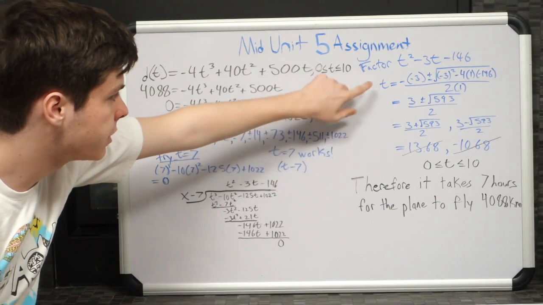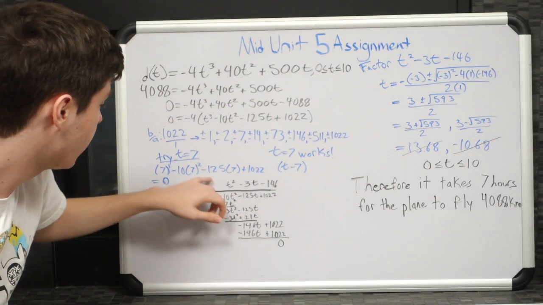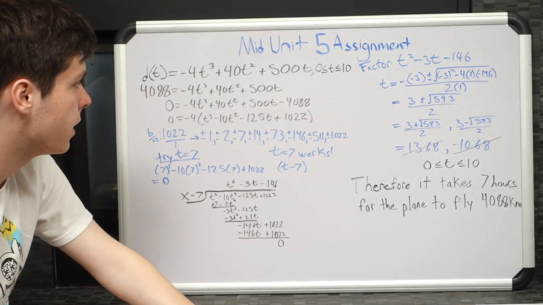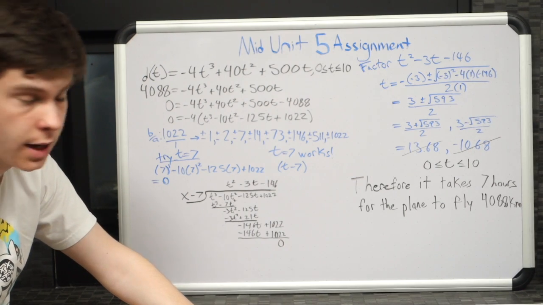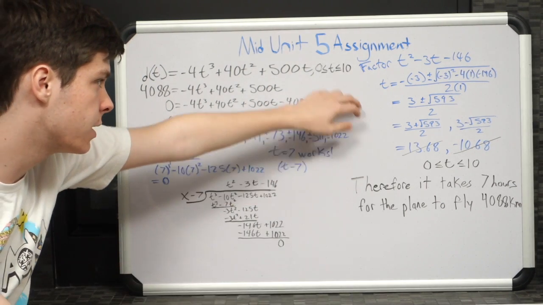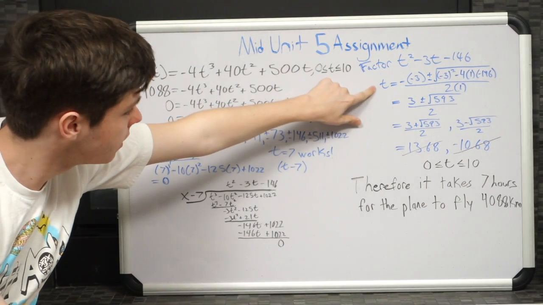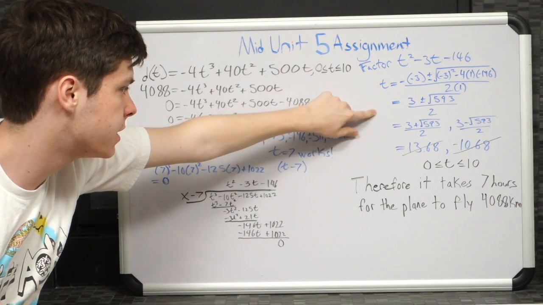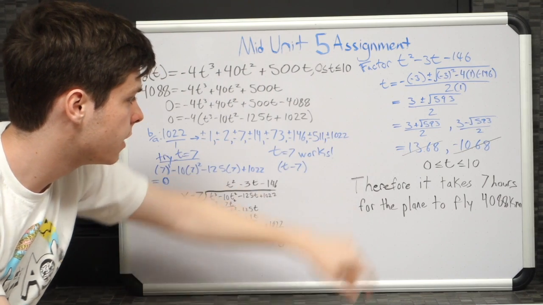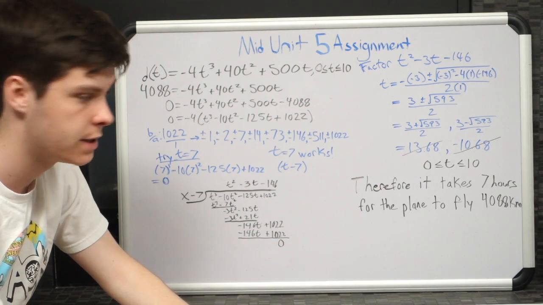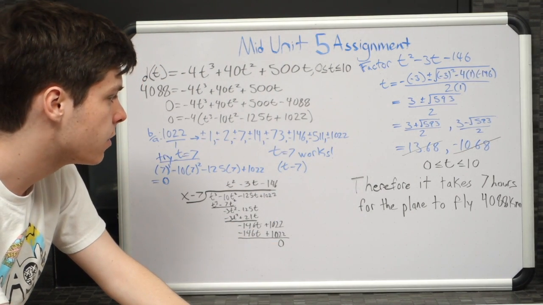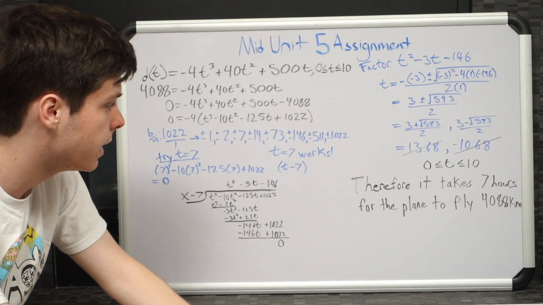Now I need to factor that equation that I just said, t squared minus 3t minus 146. And to do this, you have to use the quadratic formula. So there's the quadratic formula. I plug the numbers in, and I got t equals 13.68 and t equals negative 10.68.